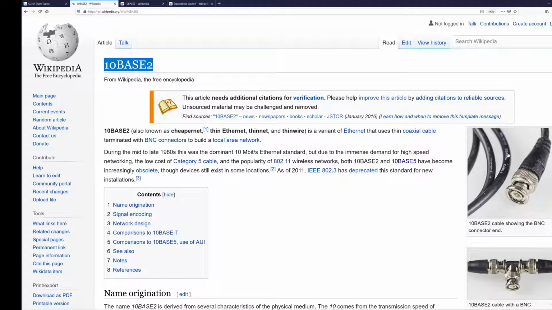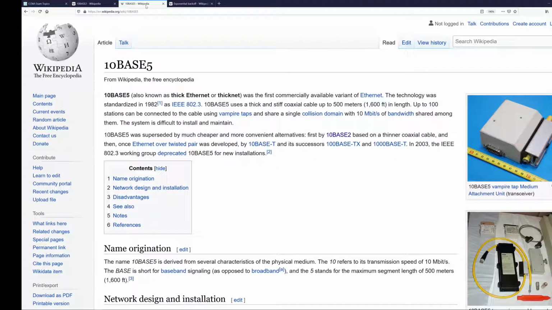Okay, this was what the local area networks were made up of. They called it cheapernet or thinnet. And then a thicker version of it was called thicknet, 10 megabit, 10Base5, thicknet. It had this vampire tap.